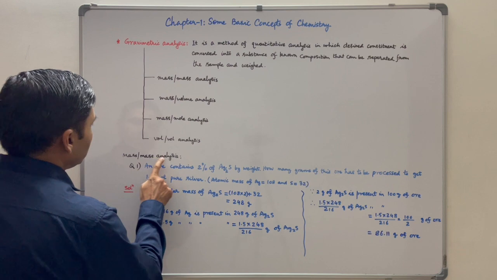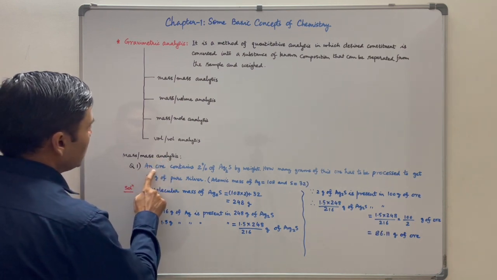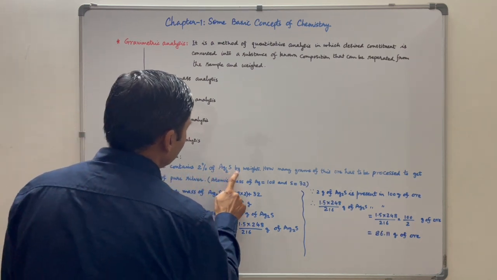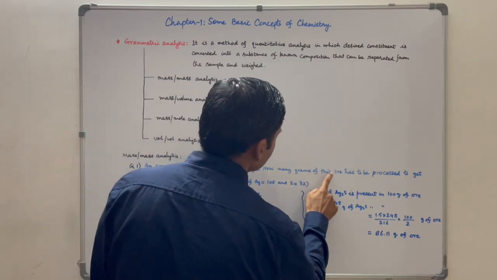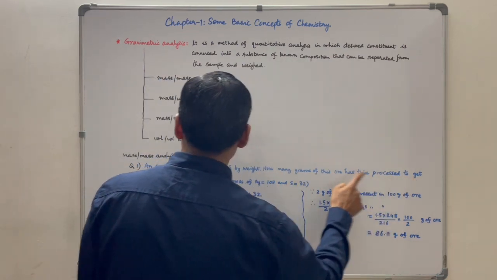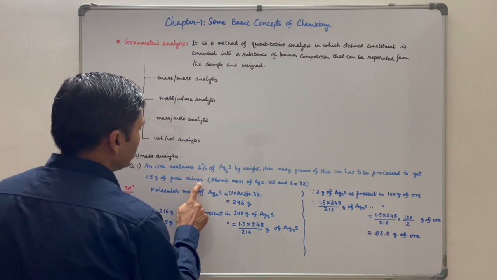First one is mass analysis. Question: an ore contains 2% of Ag2S by weight. How many grams of this ore has to be processed to get 1.5 gram of pure silver?